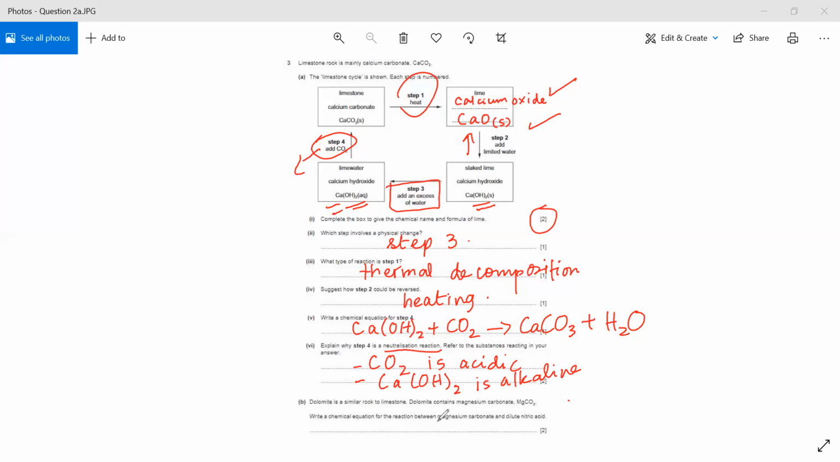Now, what is the equation for the reaction between magnesium carbonate and dilute nitric acid? We already know whenever a metal carbonate reacts with an acid, it forms salt, water, and carbon dioxide. Magnesium nitrate, Mg(NO3)2. Yes. So in order to balance it as well, then carbon dioxide and H2O. Yes. So here we have the solution of this question.